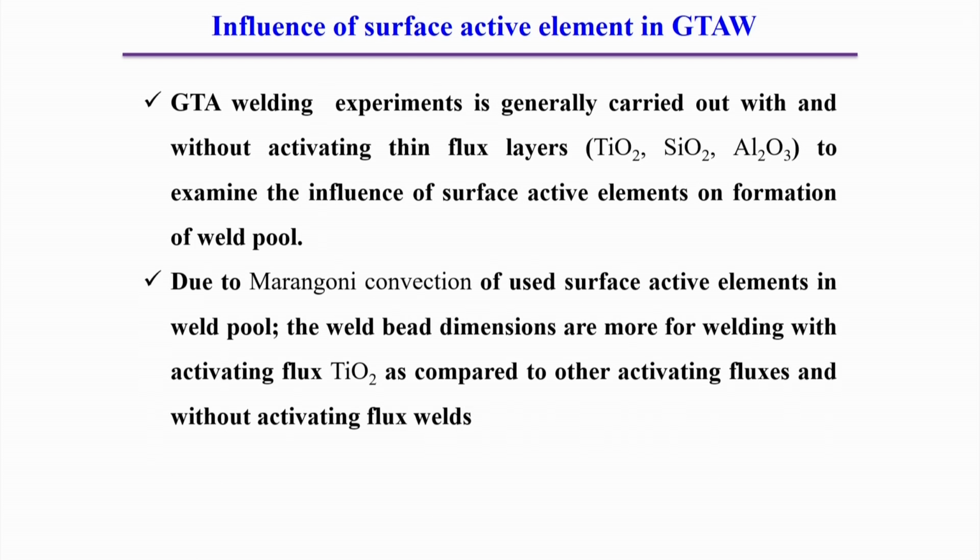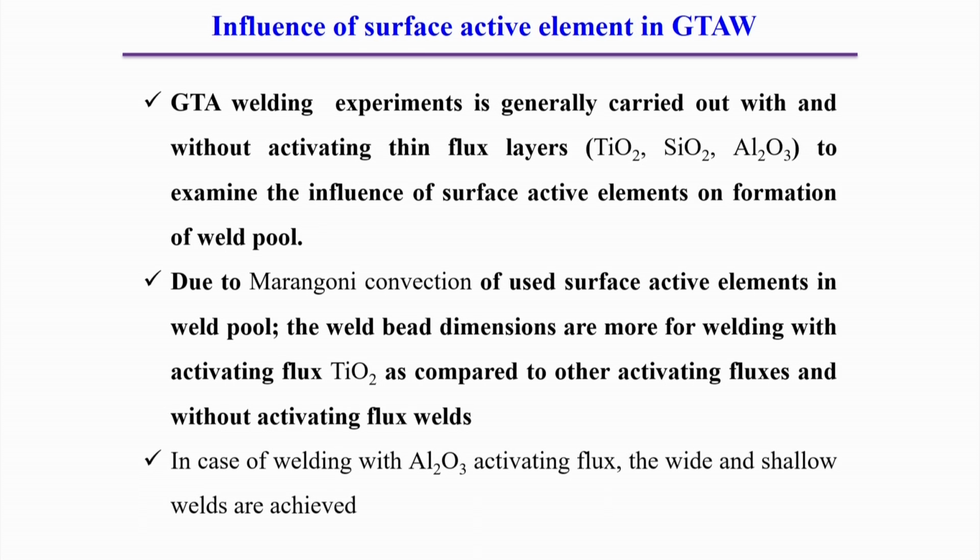So, if we look into the GTA welding process, experiments are generally carried out with three different flux layers. Due to the Marangoni convection of the surface active elements in the weld pool, the weld bead dimensions may change significantly, and we can modify them, but TiO2 is the most effective compared to the other surface active elements. But in case of Al2O3, we did not find any effect of the active elements that produces a high depth of penetration. Possibly it is necessary to optimize the quantity, or maybe to optimize the other process parameters, so that we can get the benefit of the active elements that influence the weld dimensions.